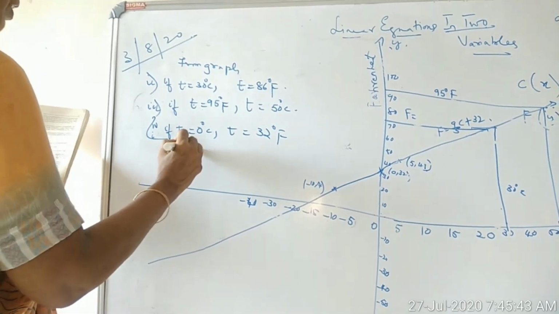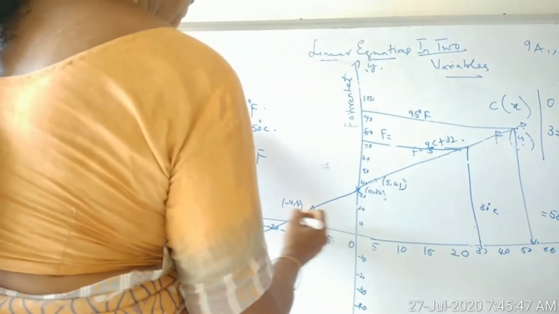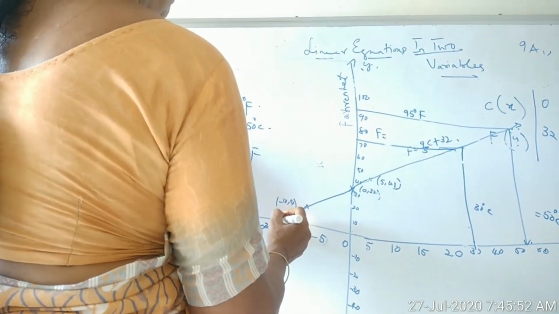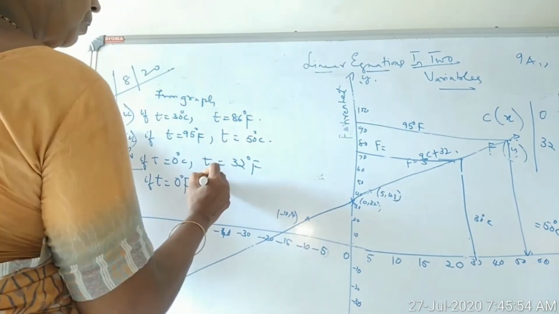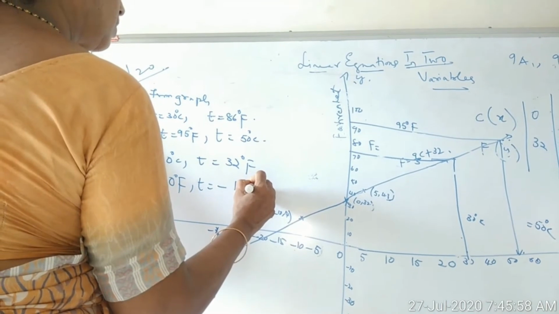And next, if the temperature is 0 degrees Fahrenheit, the graph touches at what temperature? The graph touches at minus 18 degrees centigrade.